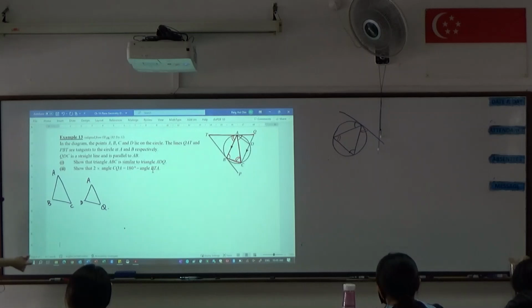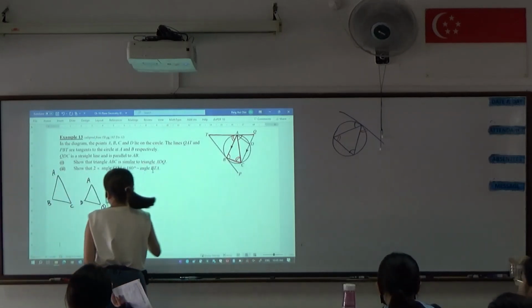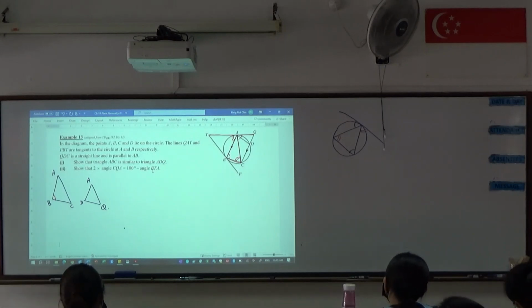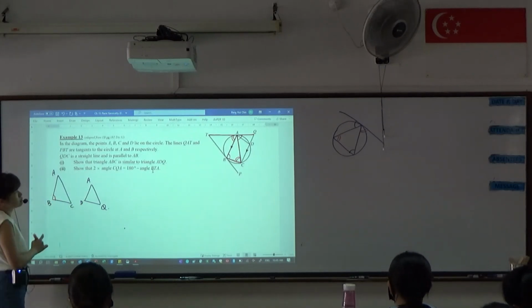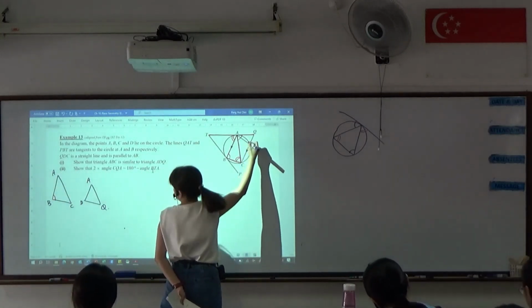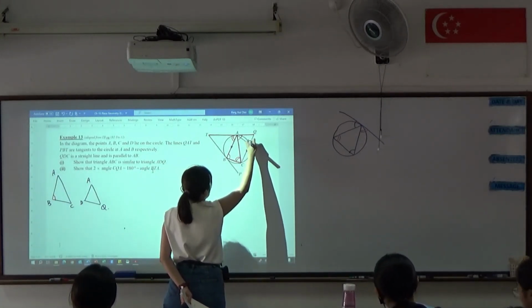So one of the angles being identified is this angle B. We want to figure out a way to show that it is equal to this angle over here. Sorry, angle D, not angle Q. My bad.